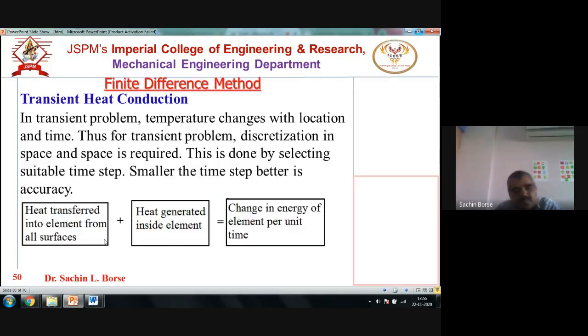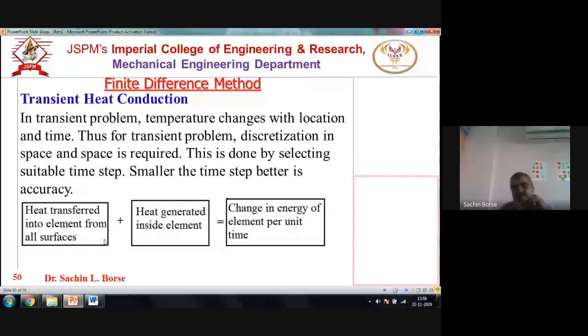So what we saw is steady state two-dimensional heat conduction with heat generation. But there can be cases where the heat conduction may be transient, meaning temperature changing with respect to time. Now, when we solve transient equations, the parameter we have to take is the time step.